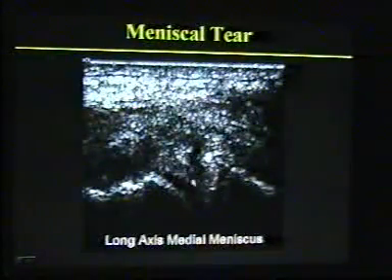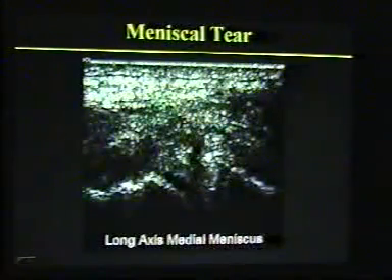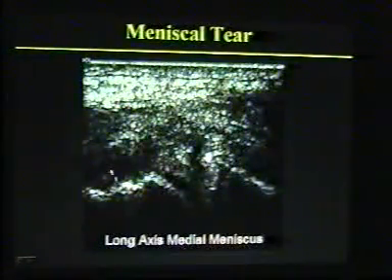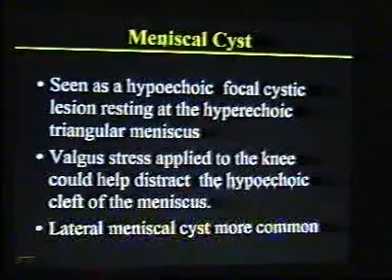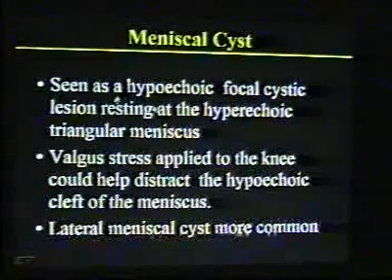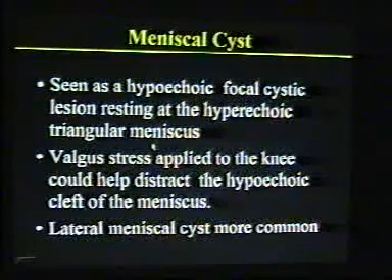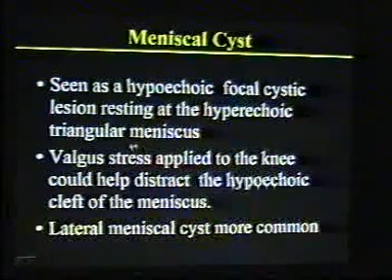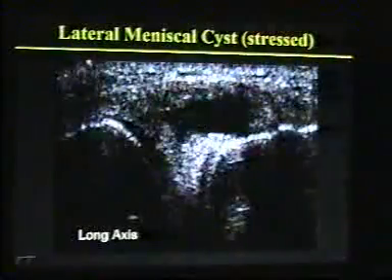And meniscal tear is very easy to diagnose on musculoskeletal ultrasound as compared to MRI. It is inexpensive and very easy to perform. Its accuracy rate is 97.5%. Meniscal cysts are seen as hypoechoic focal cystic areas abutting the hyperechoic triangular meniscus. Valgus stress applied to the knee would help distract the hypoechoic cleft of the meniscus. Lateral meniscus is more common, and here is non-stressed lateral meniscus cyst.